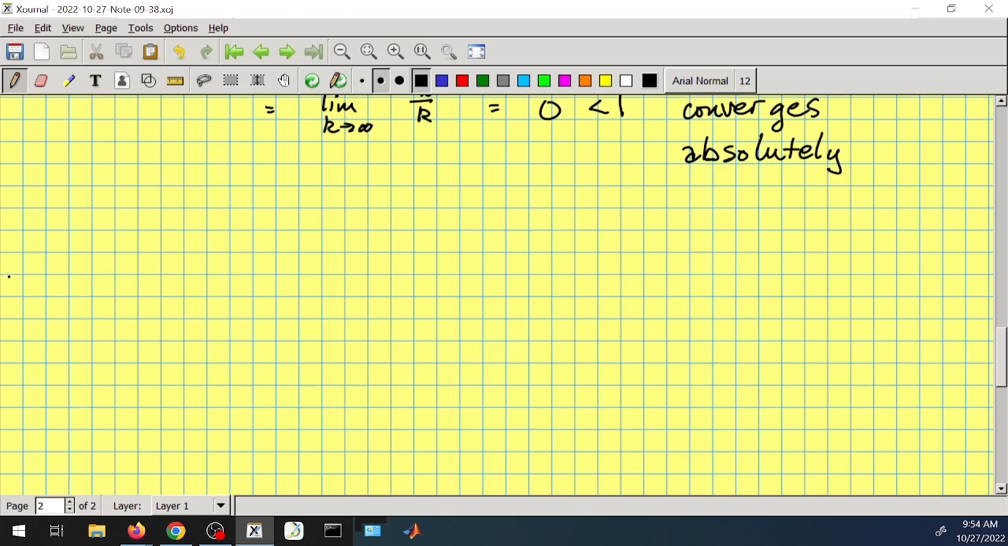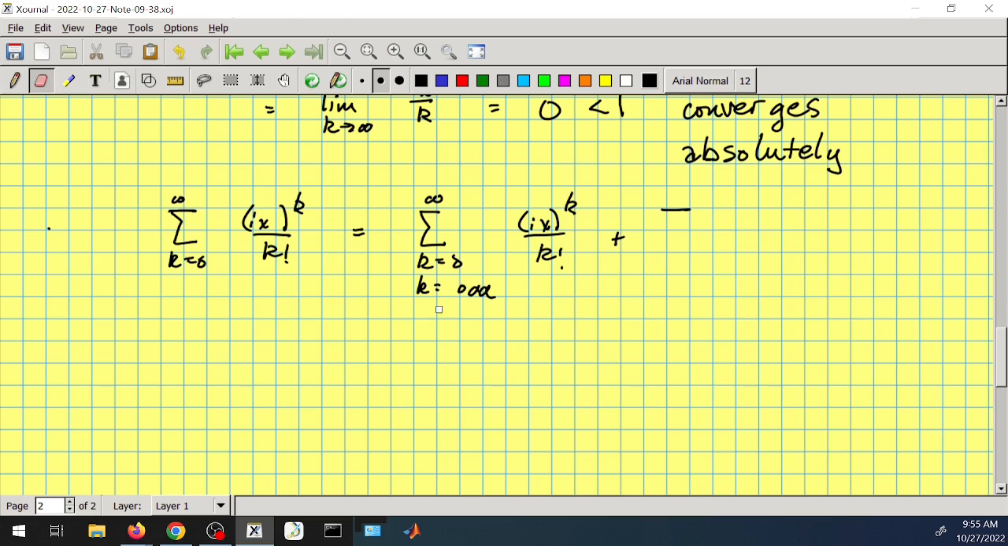Okay, so that tells us that one of the things we can do, because we now know that it converges absolutely, is take the limit of this sum, k equals 0 to infinity, of ix to the k over k factorial, and write it, and this is what Euler did, as the sum over k even plus the sum over k odd of ix to the k over k factorial. In fact, let's do the even ones first. This is the way that most people do it.